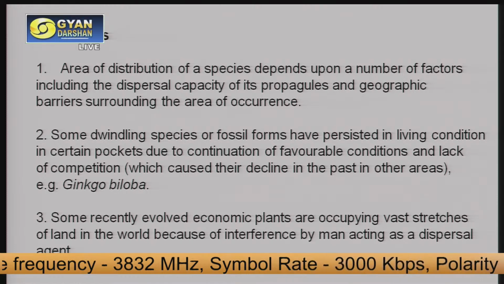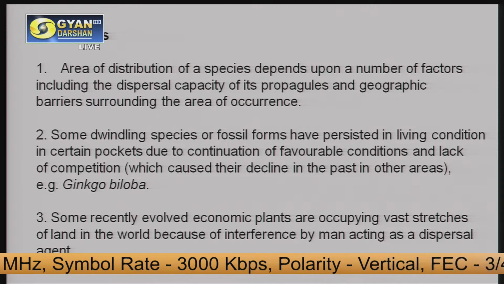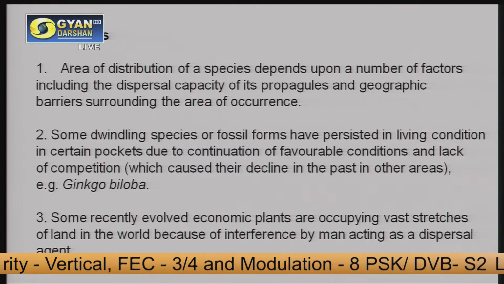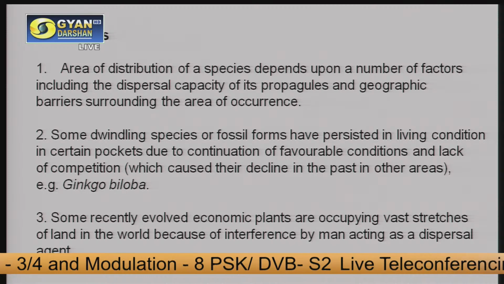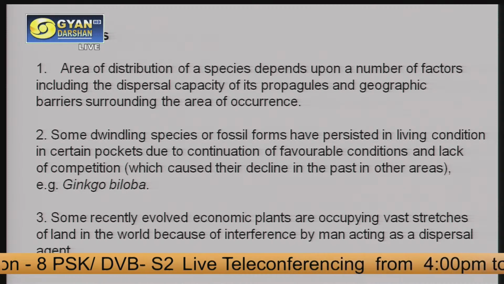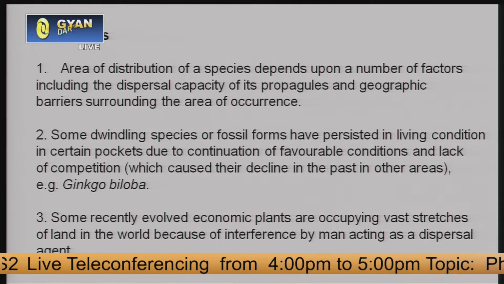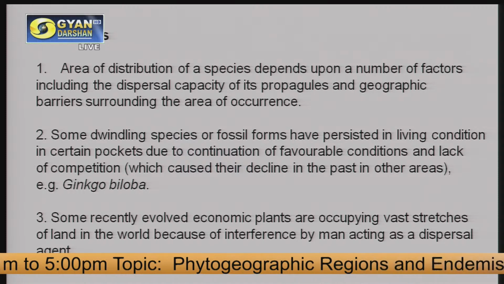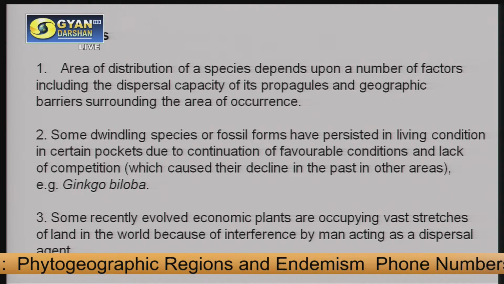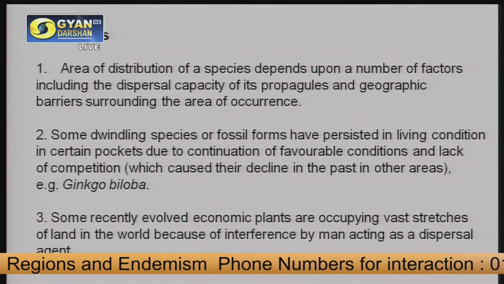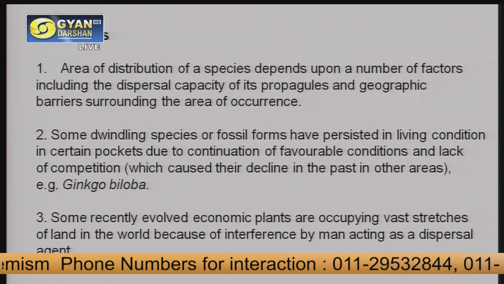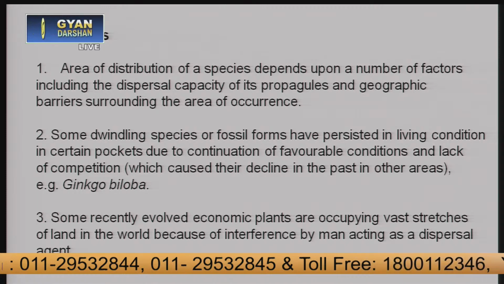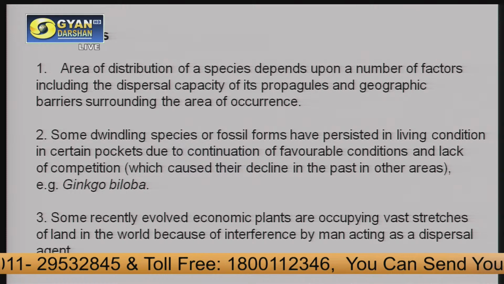Number one, the area of distribution of a species depends upon a number of factors, including the dispersal capacity and geographic barriers surrounding the area of occurrence. Number two, some dwindling species or fossil forms have persisted in living condition in certain pockets due to continuation of favorable conditions and lack of competition. Example, Ginkgo biloba. It is an endemic species, but it is not a newly evolved species because it existed in the early geological time periods. So that contradicts the age and area hypothesis.